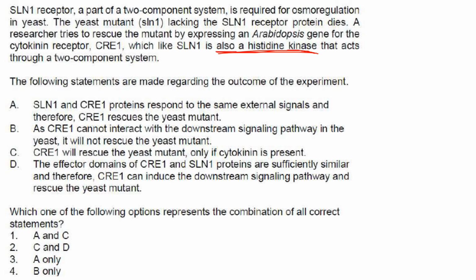Now, the SLN1 receptor is required for osmoregulation in yeast. A yeast mutant lacking the SLN1 receptor will die. Now the researcher wants to rescue the mutant, and for that he expresses the cytokinin receptor CRE1 from Arabidopsis. Why? Because CRE1 and SLN1 are both histidine kinases and act through a 2-component system. So will he be able to rescue it or not is the question. The following statements are made regarding the outcome of the experiment.